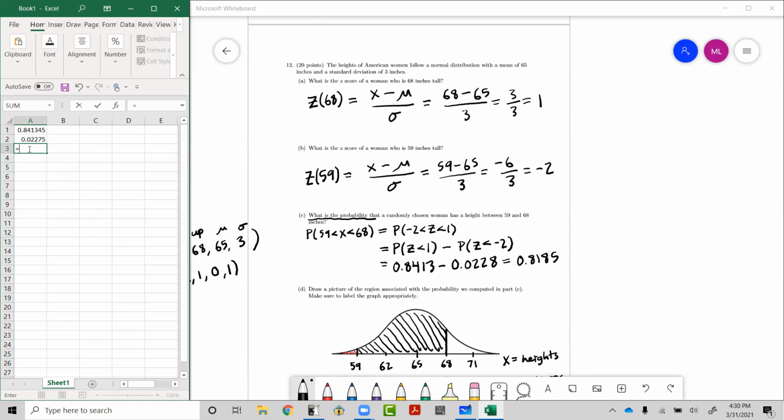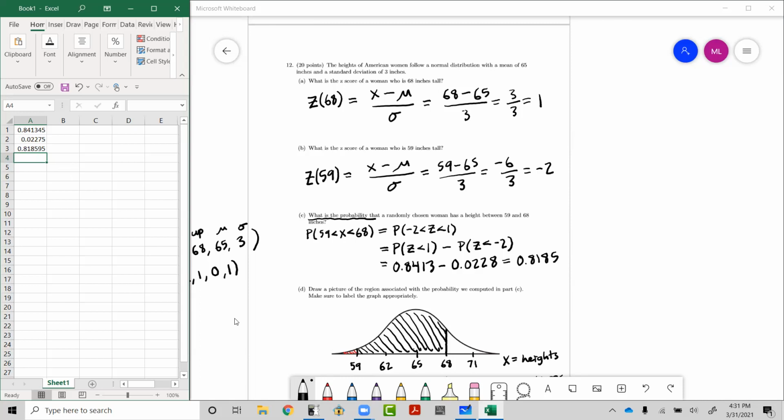And now I can just do equals, click on the first number, do a minus symbol, click on the second number, and hit enter, and it will subtract those two numbers for me. And there is this number, but again, with more decimals. Okay, so that's how you can do that in Excel.